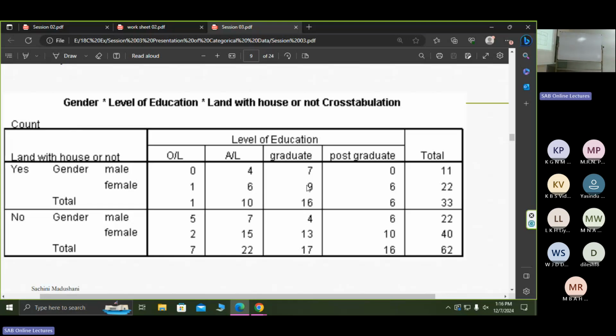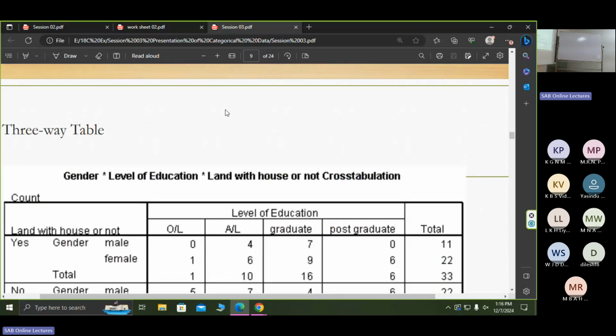Okay. Then we take this 9. 9 means they are graduates, they are female, and this 9 is in the yes category. It means they have land with a house. Understood? We consider all 3. Then for number 9, we say there are 9 female graduates who have land with a house. Understood? It's clear? Okay, then this is the way we can interpret any value in this table. Understood? It's clear?